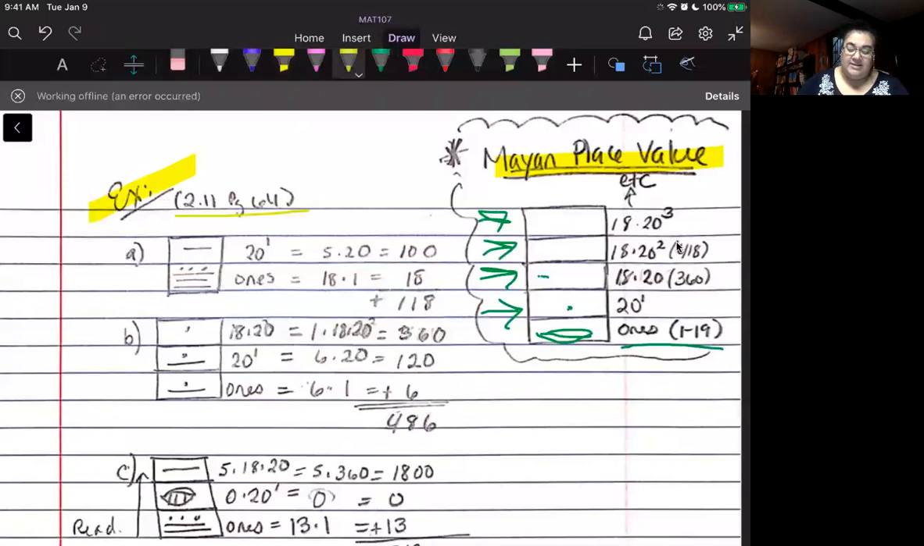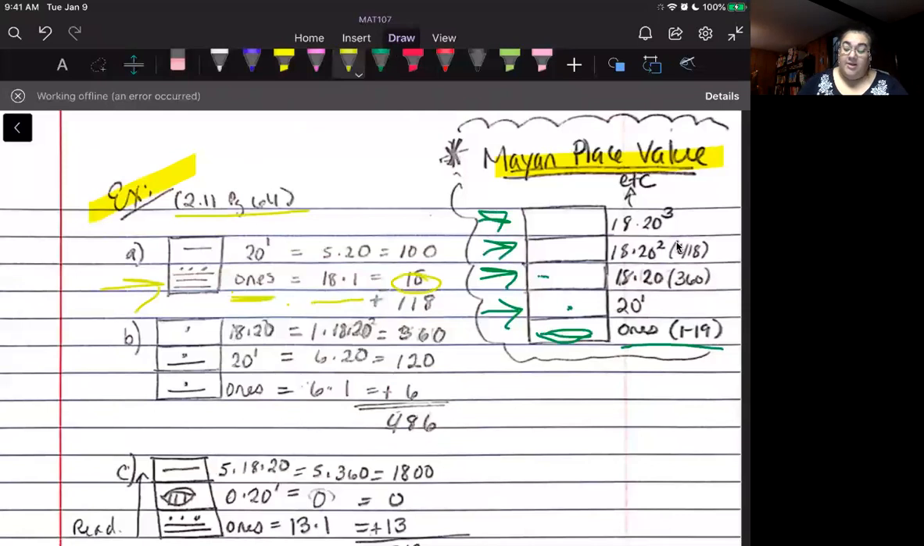Looking at it from where it is, this is the ones place. So I will count this as 5, 10, 15, 16, 17, 18. So I have 18 here. And because it's in the ones place, it's saying 18 times 1. So that is 18. And that's just this level right here.